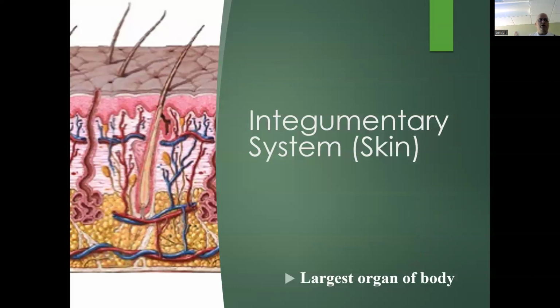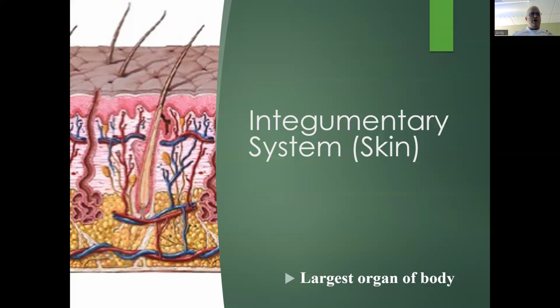All right. So now, moving away from neuro, let's move to the skin, the integumentary system. This is the largest organ of the body. You think about it, you can see the largest organ of the body every day. We do, but think of why it's the largest.